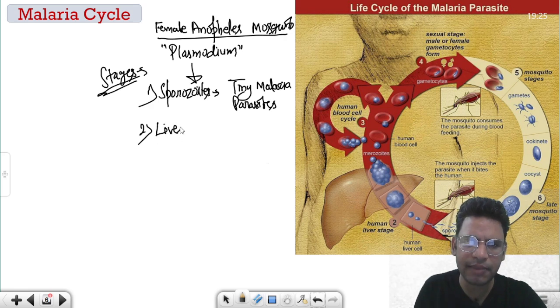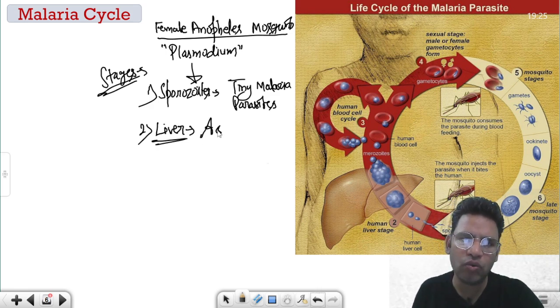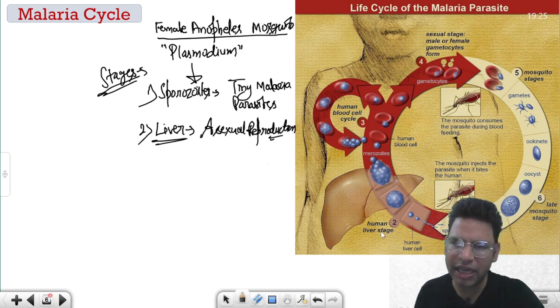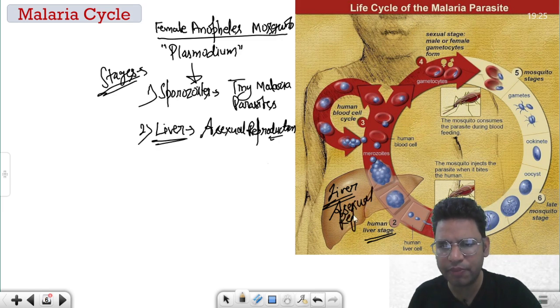The second stage is the liver, where asexual reproduction happens. These sporozoites travel through the bloodstream to the liver. And inside the liver, what do they do? Asexual reproduction. Asexual reproduction simply means that asexually they make copies, right? So this is stage number 1. This is the liver stage, the human liver, and in this stage asexual reproduction is taking place.